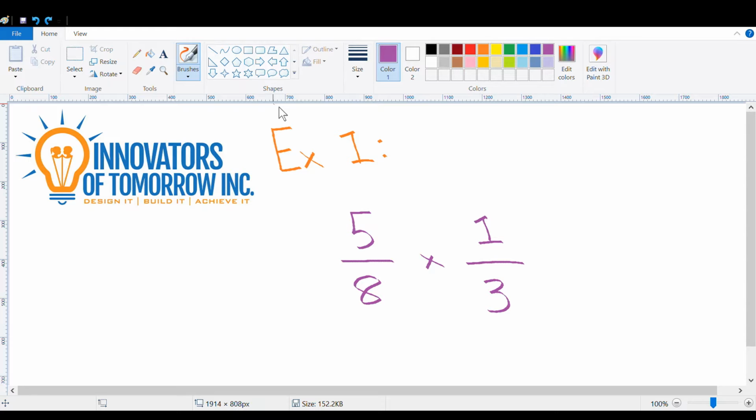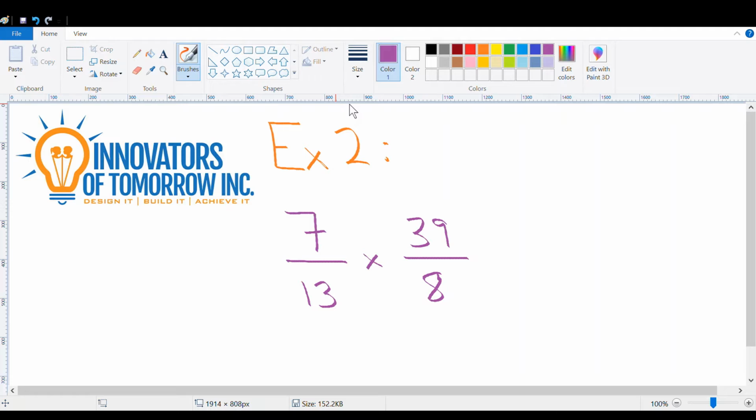However, for multiplication, it's as simple as multiplying the numerator with the numerator and the denominator with the denominator. So, the resulting fraction would look like 5 times 1 over 8 times 3. The result is 5 over 24.